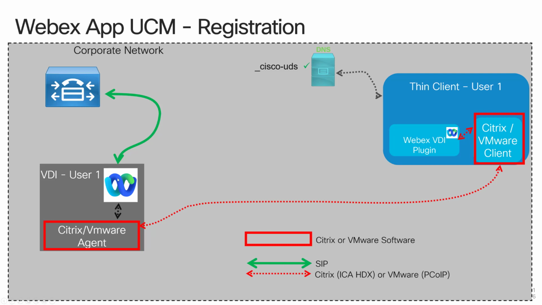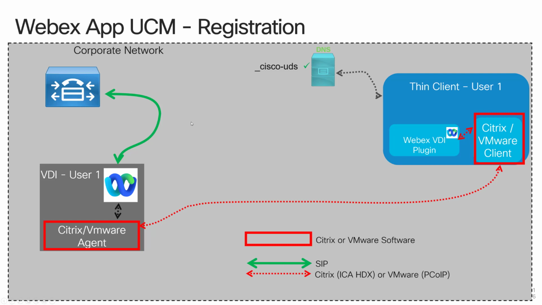So this is important for anyone who maybe used Jabber VDI in the past. This is quite different. It's the Webex app in VDI which will perform the SIP registration direct to UCM. So the Webex app will need to be able to connect to UCM on 5060 or 5061, whatever form of SIP you've enabled in your organization. So the Webex app in VDI will perform the SIP registration to UCM.